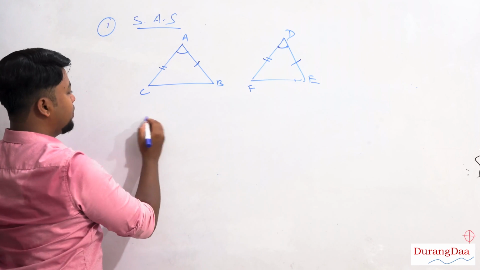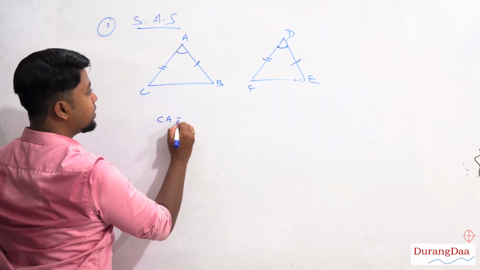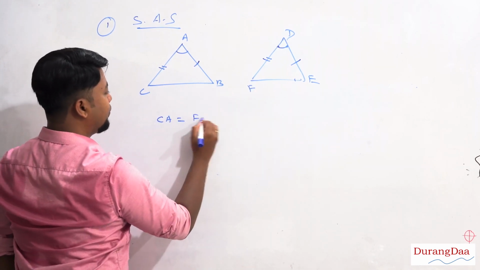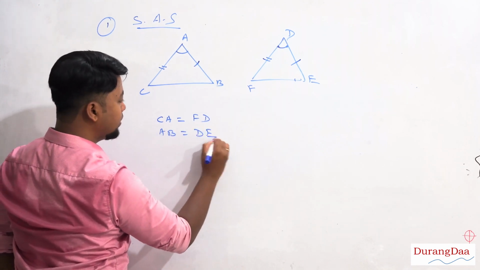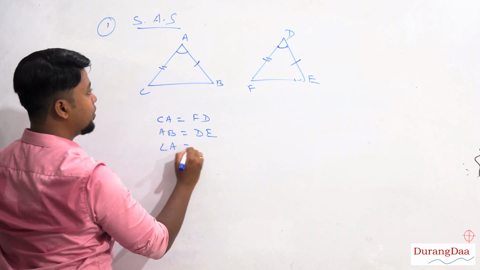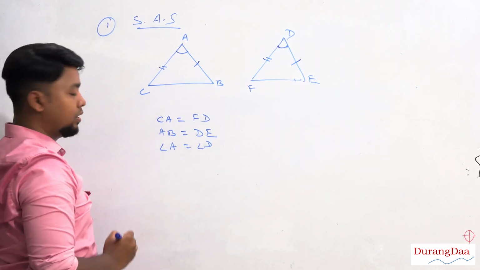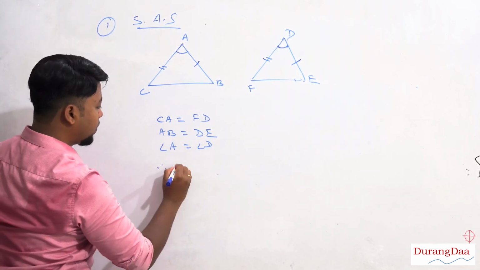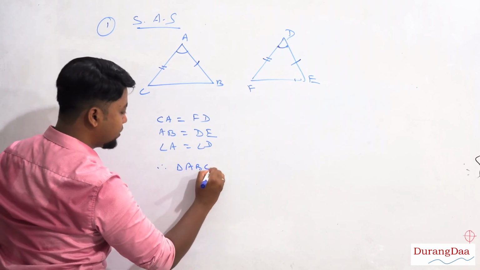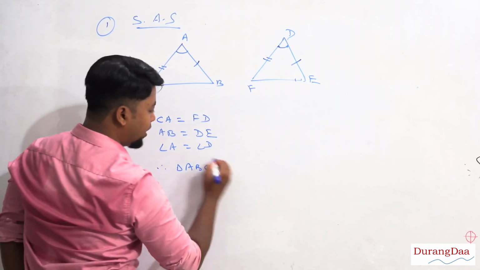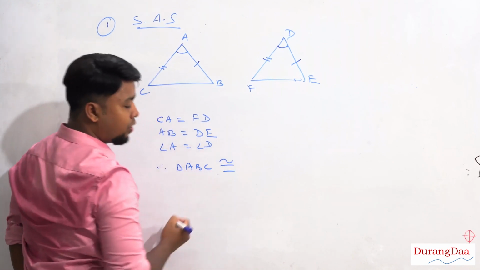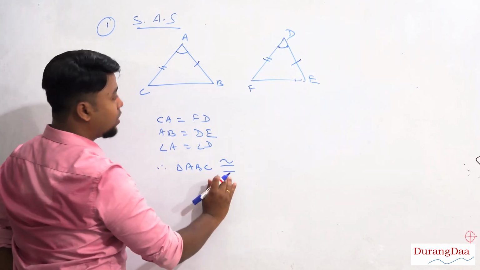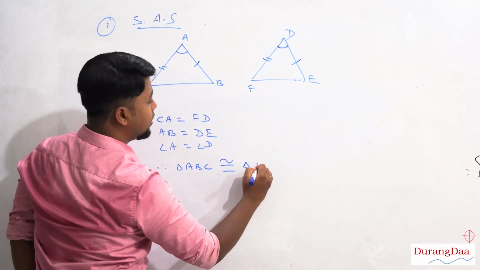So, in this situation, we can just write CA is equal to FD, then AB is equal to DE and angle A is equal to angle D, all right. Now, we can write that triangle ABC is congruent. This is the symbol of congruency, like this, an equal sign with one curve on top. Triangle ABC is congruent to triangle DEF.